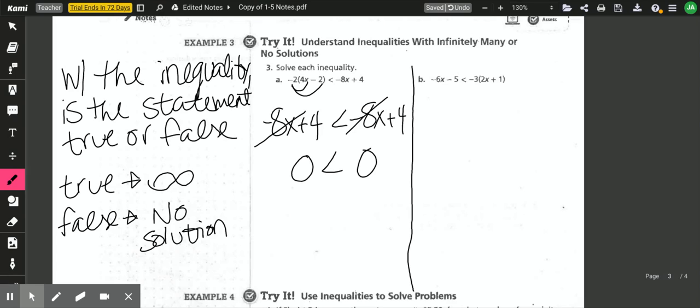But 0 is not less than 0. 0 is the same thing as 0. But they did not give me an option of equal to on here. So because it's strictly saying, yes, 0 is less than 0, this is actually not true. You can't be less than or greater than something that you are equal to. So this is not true, making it a no solution.